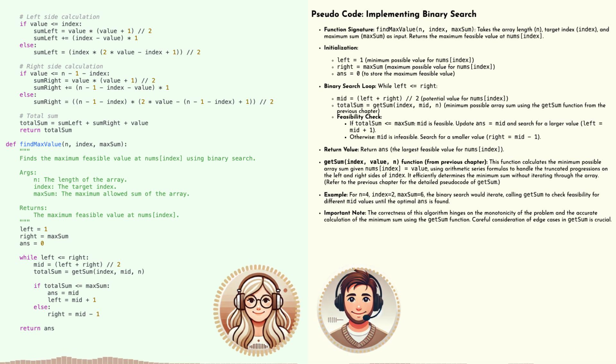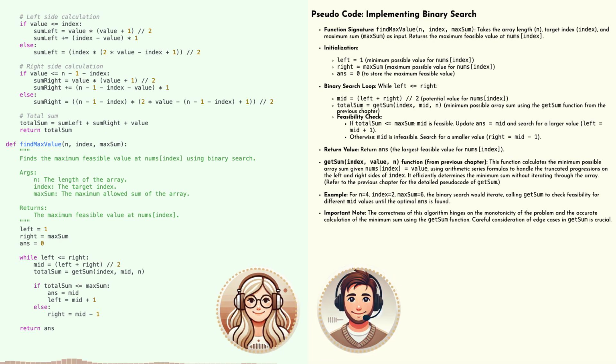As long as our left pointer is less than or equal to our right pointer, we keep searching. In each step, we're going to calculate the midpoint, the average of the left and right. That midpoint is our current guess for the target index value. Then we call our calculate minimum sum function, using our index, our midpoint value, and the size of the array. That'll give us the minimum sum if we use that midpoint value.